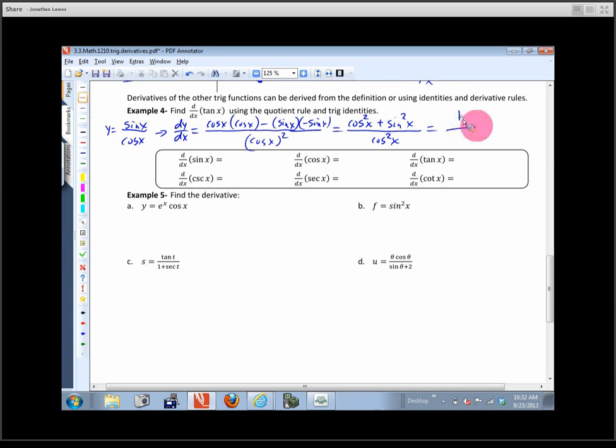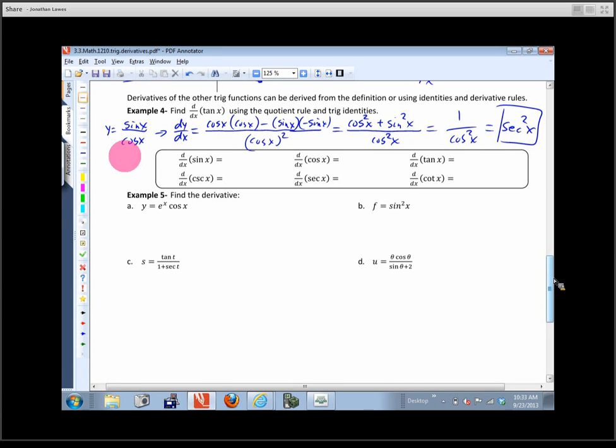Yeah. Fundamental trig identity, the Pythagorean identity: cosine squared plus sine squared of an angle is 1. So this is 1 over cosine squared, which we would normally write as secant squared. So the derivative of tangent is secant squared. Yeah. Why is it plus? Because it's minus from the quotient rule, and minus because the derivative of cosine is negative sine. Okay? Got it?